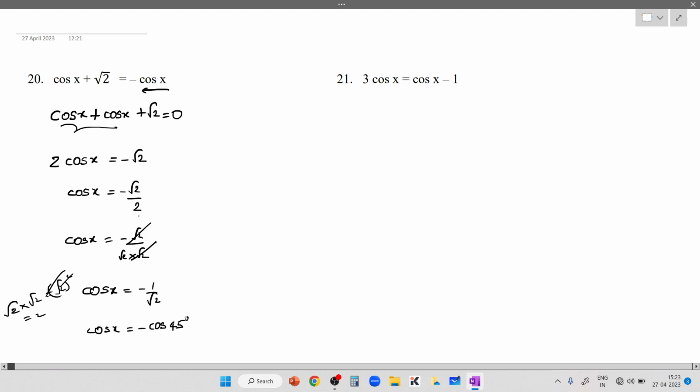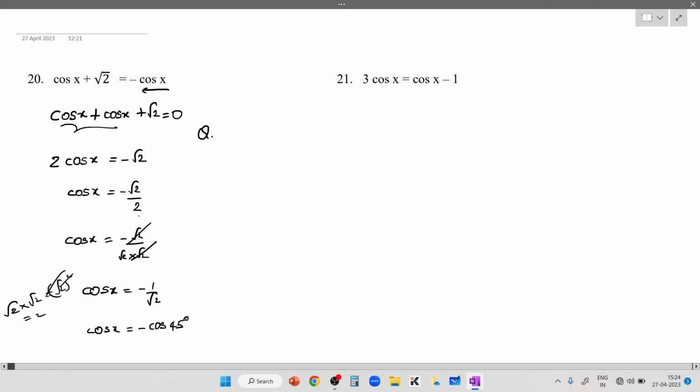And we know that cos is negative in two quadrants in the principal angle. One is the second quadrant and one is the third quadrant. Because if you know the mnemonic, All Silver Teacups: in the first quadrant all ratios are positive, in the second quadrant sine is positive, in the third quadrant tan is positive, and in the fourth quadrant cos is positive. So cos is negative here. That means cos is negative in two quadrants.